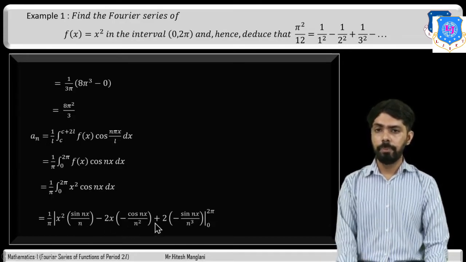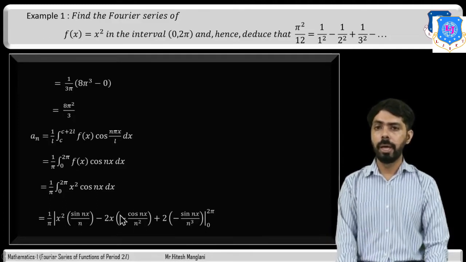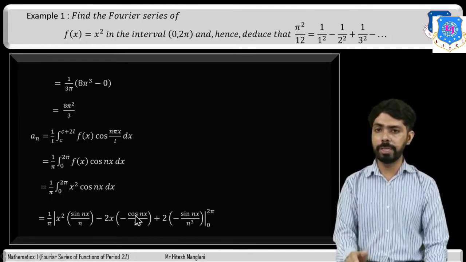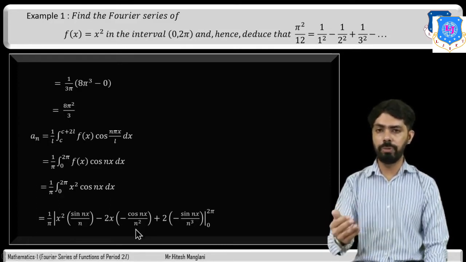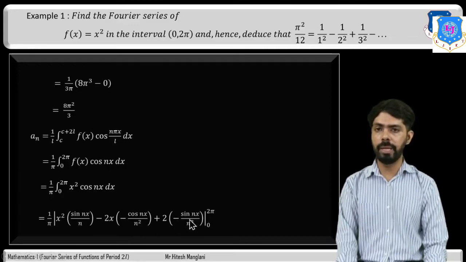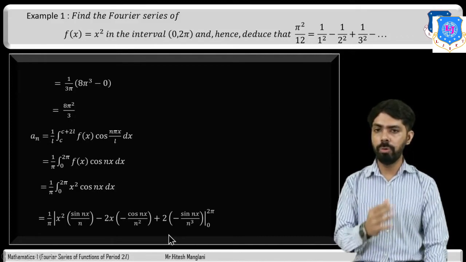Now plus, we will take the derivative of 2x. The derivative of 2x with respect to x will be 2, because the derivative of x is 1. And now we will take integration of minus cos nx divided by n square. What is the integration of cos nx? It is sin nx divided by n. So n into n square will be n cube. So this will be minus sin nx divided by n cube. Now again, if we go further, the derivative of 2 will be 0. Therefore, no need to go further.